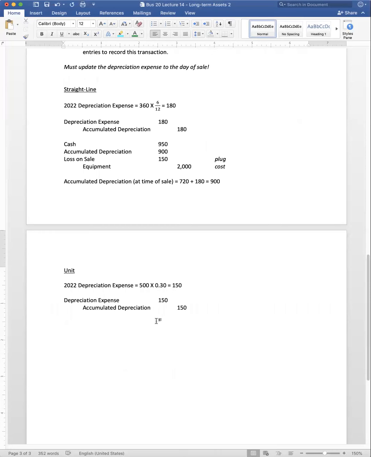All right, now we get to do the journal entry to sell the equipment. Okay, first obvious thing, we're receiving cash. So we're going to debit our cash for the $950 we received. Okay, next obvious thing, we are going to be selling the equipment. So we're going to have to credit the equipment for its original cost of $2,000.